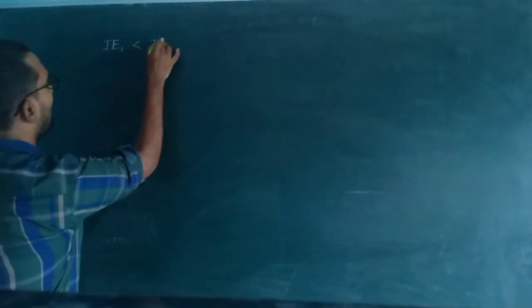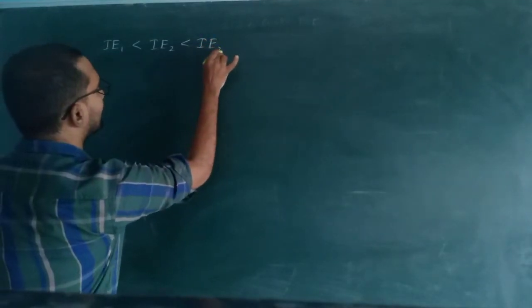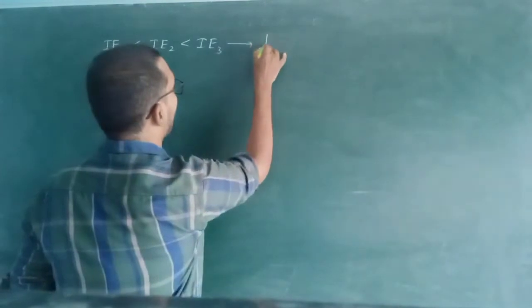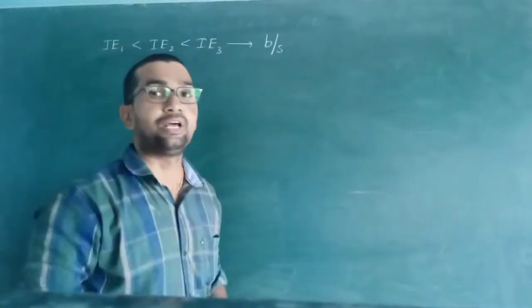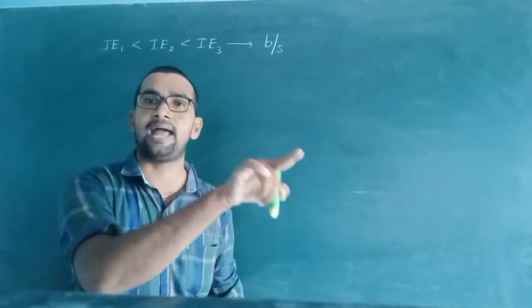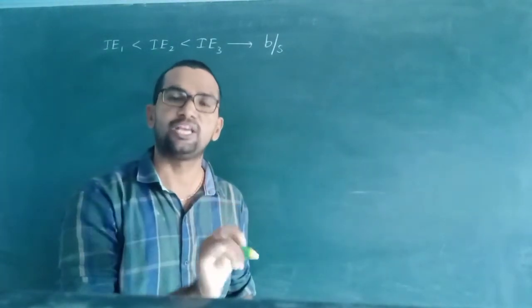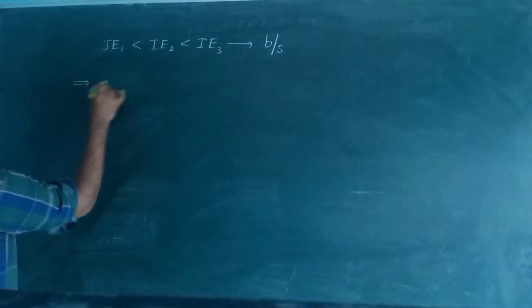Now, IE1 is less than IE2 is less than IE3. Why? Because the number of protons is greater than the number of electrons, and simply nuclear charge increases. That is the reason.